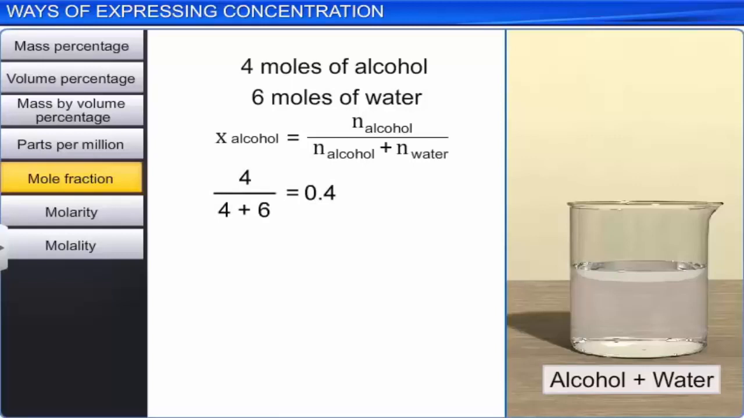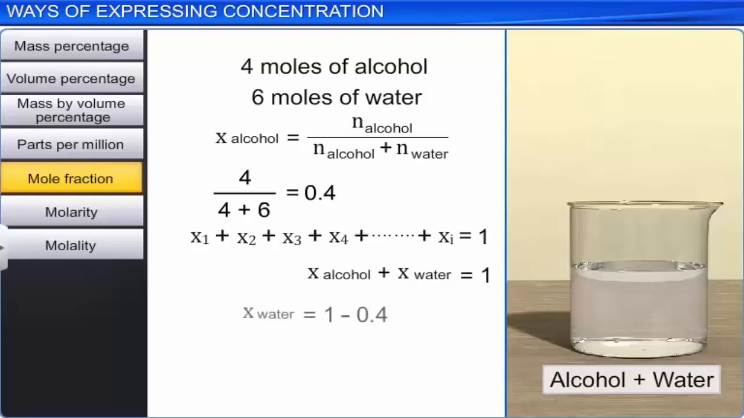As the sum of the mole fractions of all the components of a solution is always equal to 1, the sum of the mole fraction of alcohol and the mole fraction of water is 1. Or, the mole fraction of water is 1 minus 0.4, or 0.6. Note here that mole fraction is a dimensionless quantity.